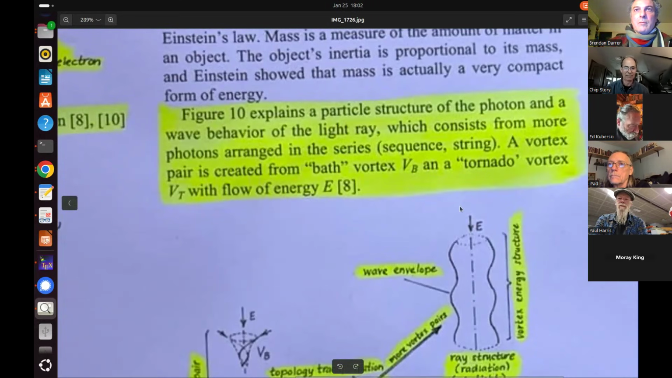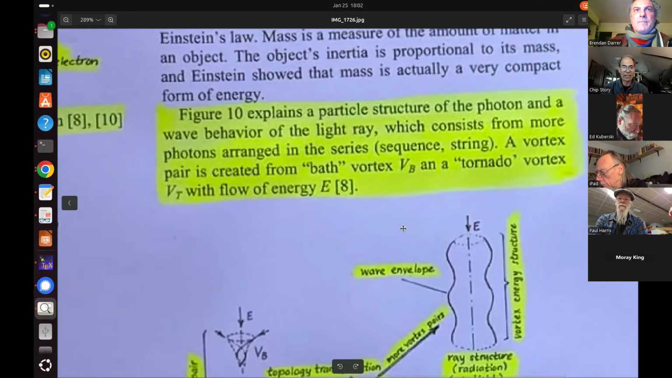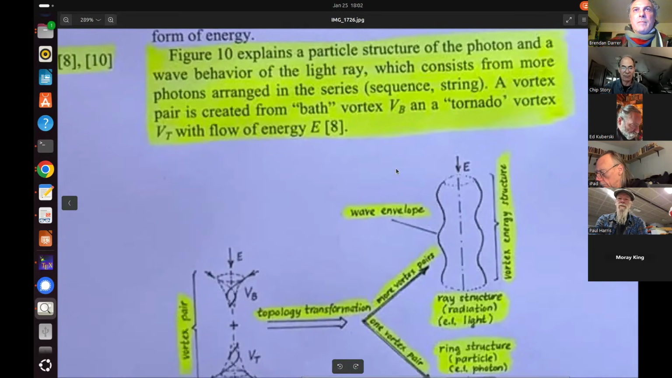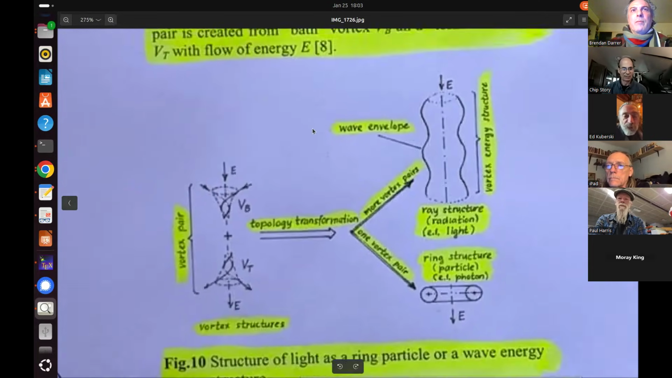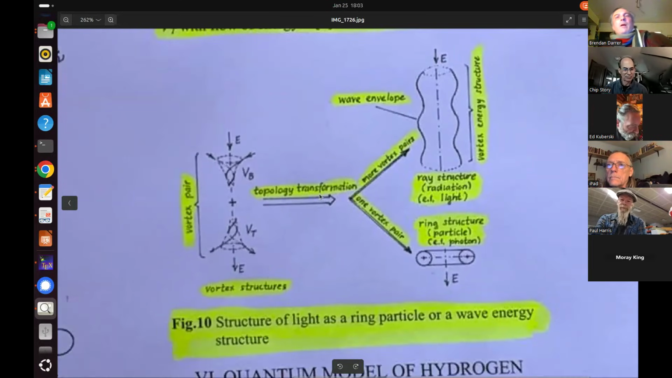All right, figure 10 explains a particle structure of the photon and a wave behavior of the light ray, which consists of more photons arranged in a series, sequence, and string. A vortex pair is created from a bath vortex and a tornado vortex. Okay, interesting. This is really important. Again, you can see the vortex structures and how there's rotation and counter rotation.